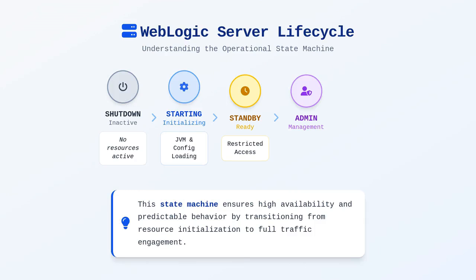From there, it can transition to the admin state, where administrative operations are permitted, but application traffic is not yet allowed. The final operational goals depend on the transition to a running state, where the server is fully engaged in servicing requests.